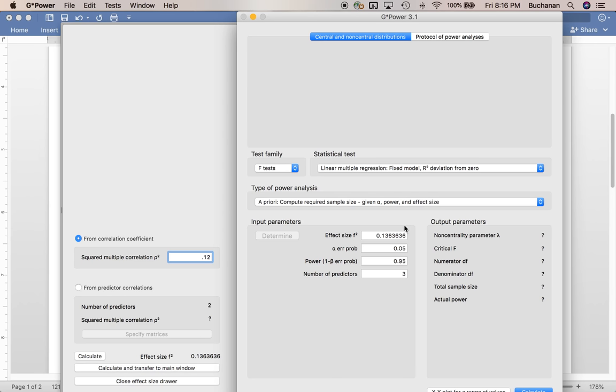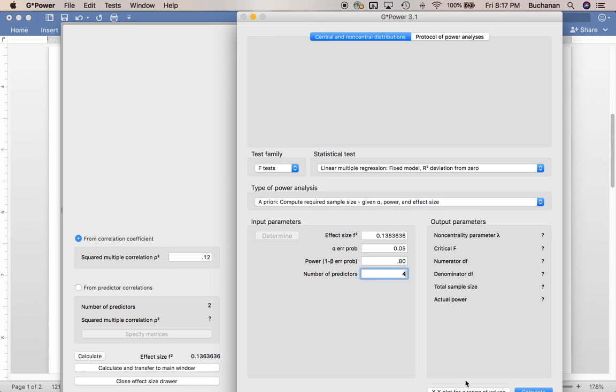Calculate and transfer to main. That's going to translate R squared into Cohen's f squared. Alpha is 0.05, or your favorite version of alpha, 0.10, 0.01. Power 0.80 is kind of a big industry standard, but you can increase or decrease that. And we have four predictors.